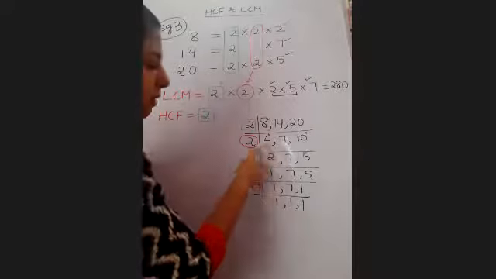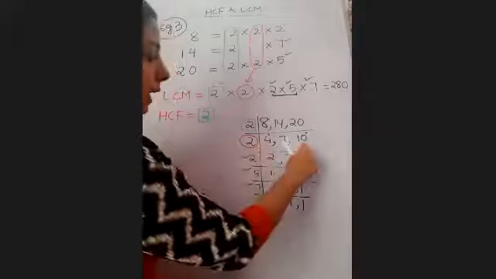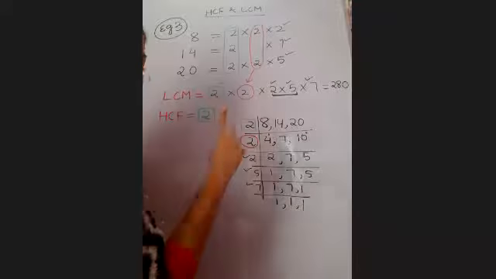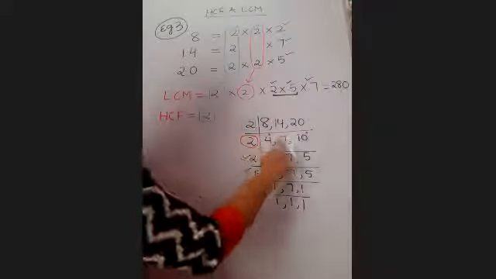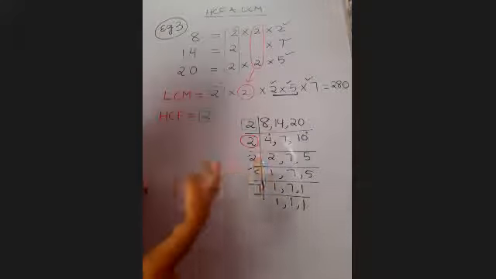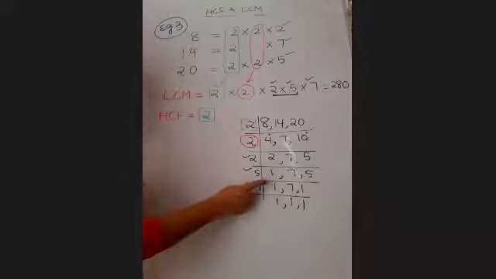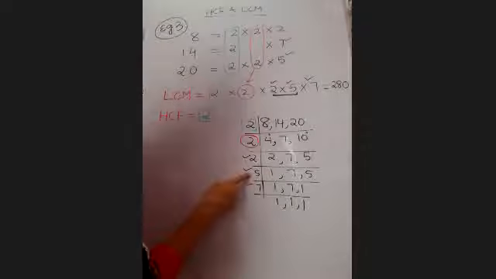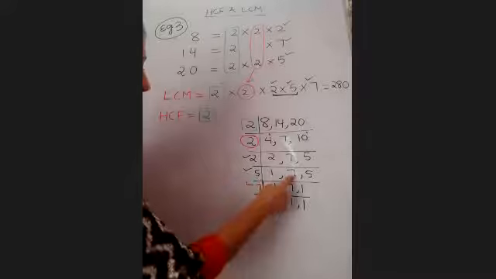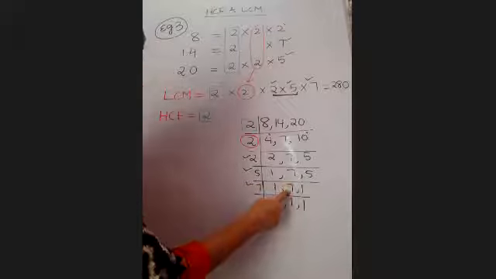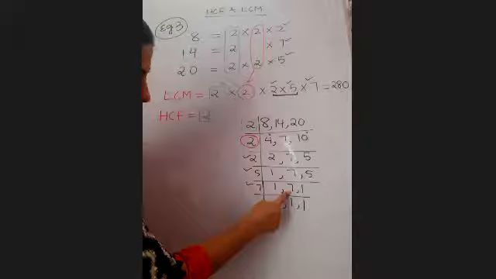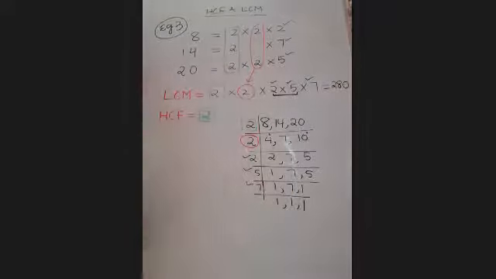Now, since 2 has divided both 4 and 10, it is counted only one time. We are not counting it 2 times. That is lowest common multiple. The common number which is coming in their table will be counted only one time. That is how we do, no? Like here I have taken 5. 5 does not divide 7. So we write 7 as it is.